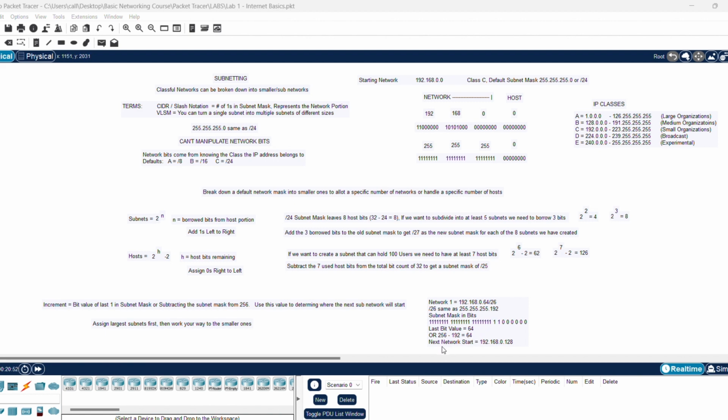So what that tells us is that the next network would start at 192.168.0.128, because that's 64 on top of where our first network started. The last thing to remember with subnetting when you're doing variable length subnet masks is you need to assign the largest subnets first and then work your way to the smaller ones.